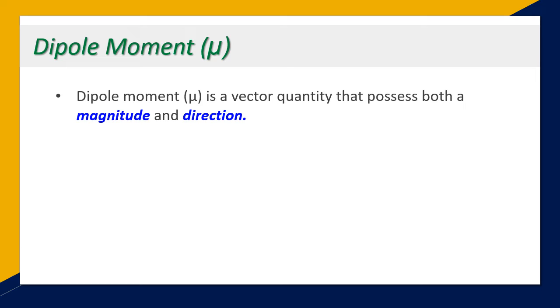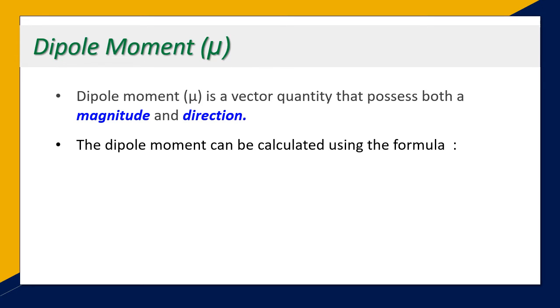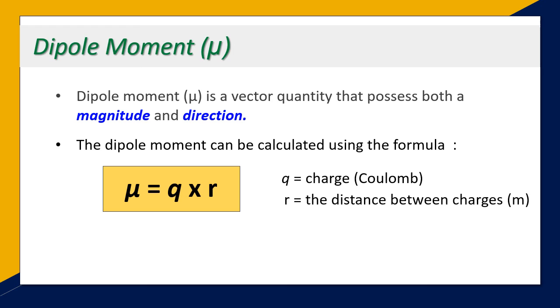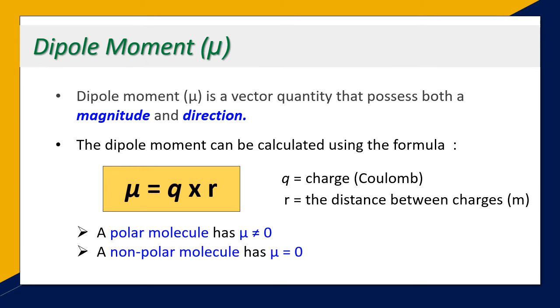The dipole moment is a vector quantity that possesses both magnitude and direction. Therefore, the dipole moment can be calculated using this formula. A molecule with a dipole moment that is not equal to zero can be classified as a polar molecule, while a molecule with a dipole moment that equals zero is classified as a nonpolar molecule.